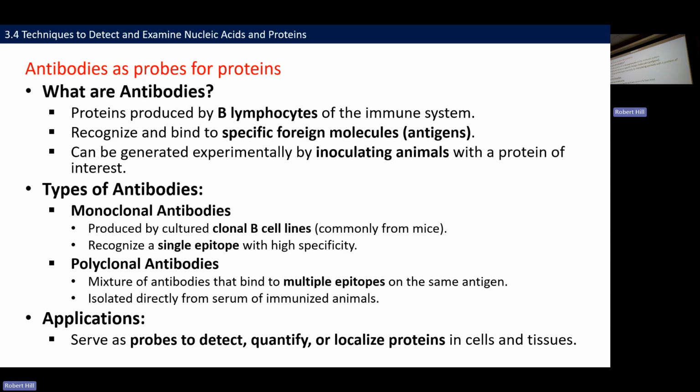The constant region is more representative of the organism that's producing it. So if you collected all the antibodies out of your serum, they would all have the same Fc region, but the Fab region would vary depending on all the antigens that you've been exposed to in your life. All right, antibodies are divided up into two classes, monoclonal and polyclonal.